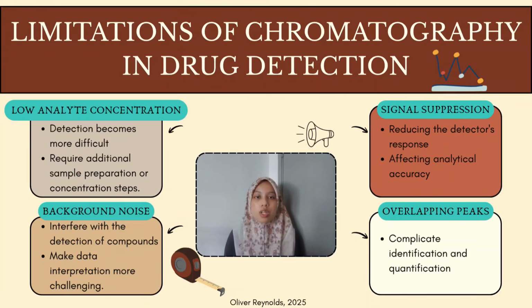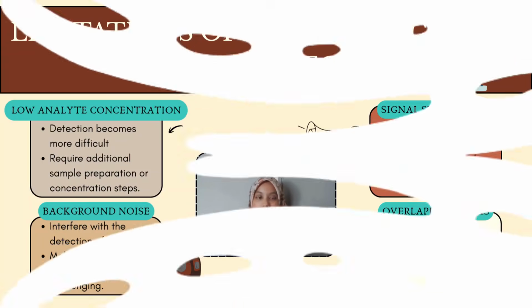Chromatographic analysis can also be affected by background noise. Unwanted signals from solvents, reagents, or instrument components may interfere with the detection of compounds and make data interpretation more challenging. Lastly, overlapping peaks can occur when two or more compounds have similar retention times and are not fully separated. This may complicate identification and quantification, especially when analyzing complex forensic samples.